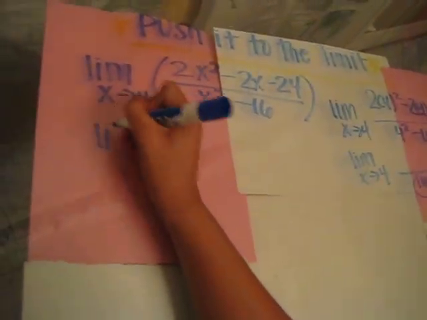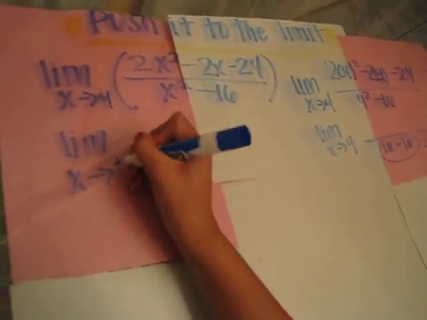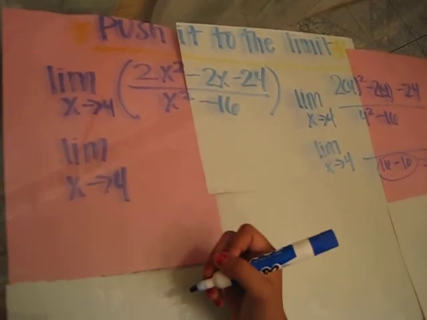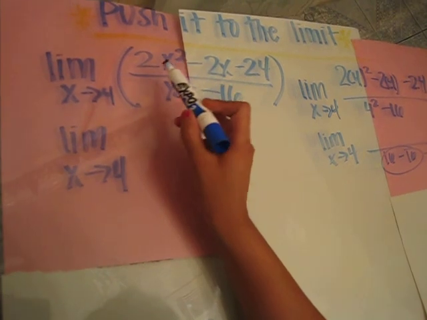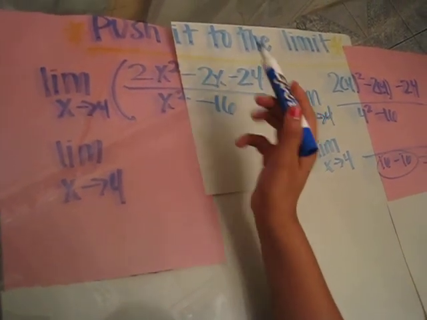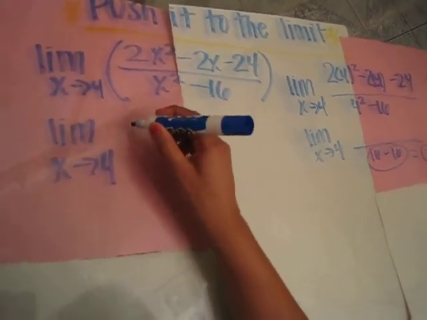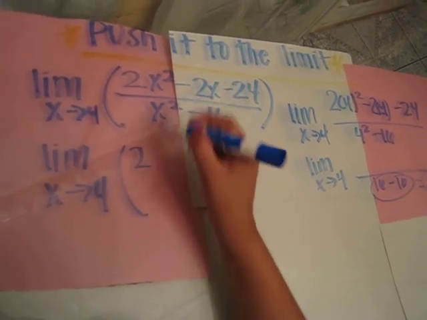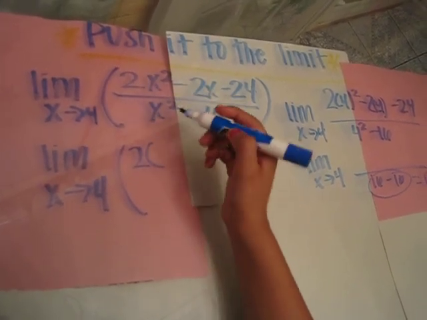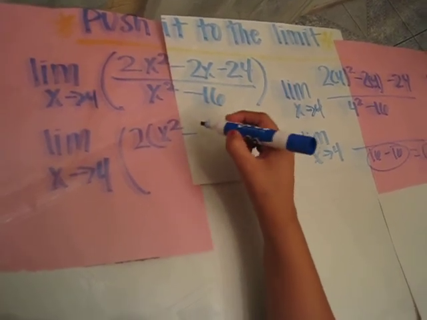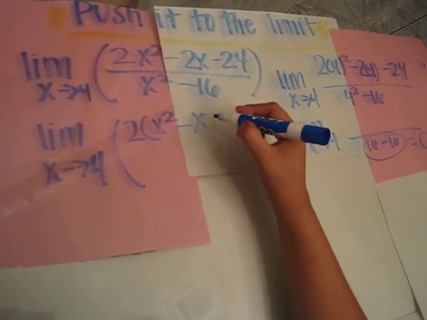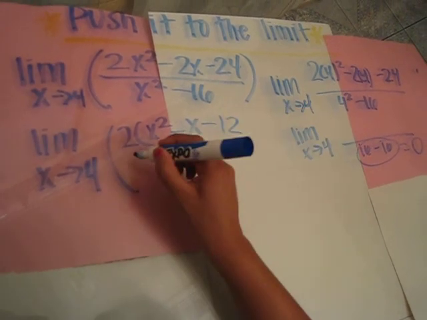Now the first thing that we're going to do is try to factor the different quadratics that we have. In the numerator, you see that there's a common multiple in 2x squared, 2x, and 24, and that's 2. So the first thing that we're going to do is factor out a 2 from each of them. If you factor the 2 from 2x squared, you get x squared. If you factor it from 2x, you're left with x. And if you factor the 2 from 24, you're left with 12.